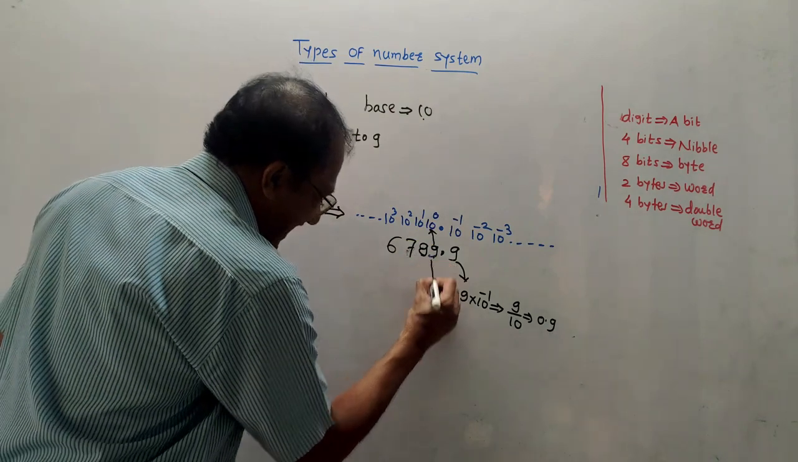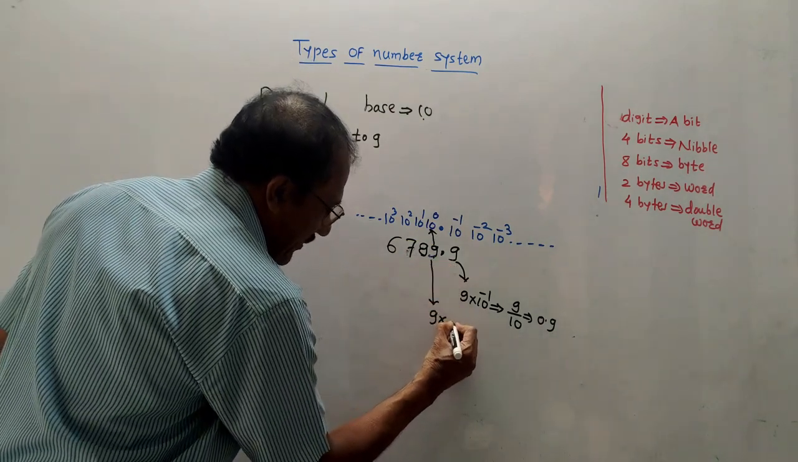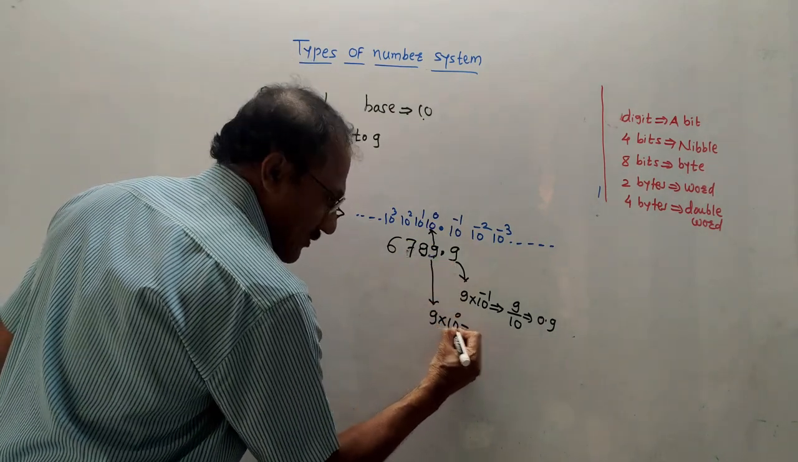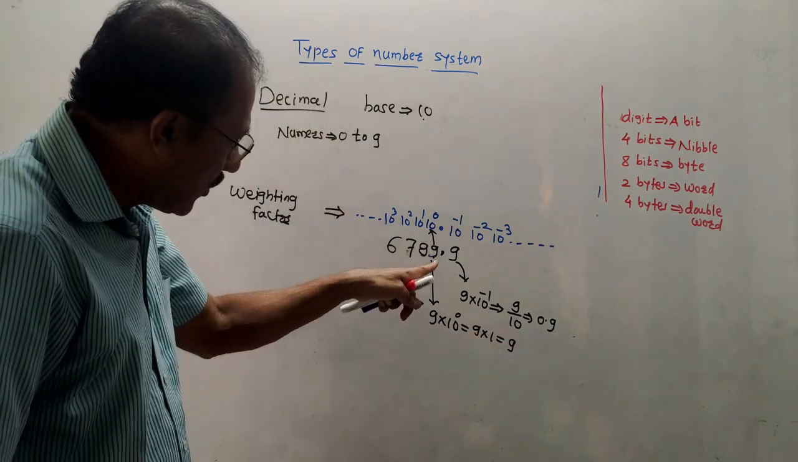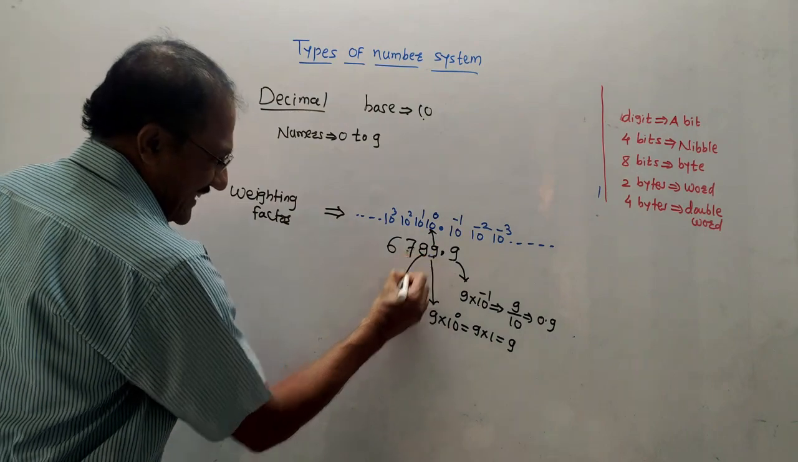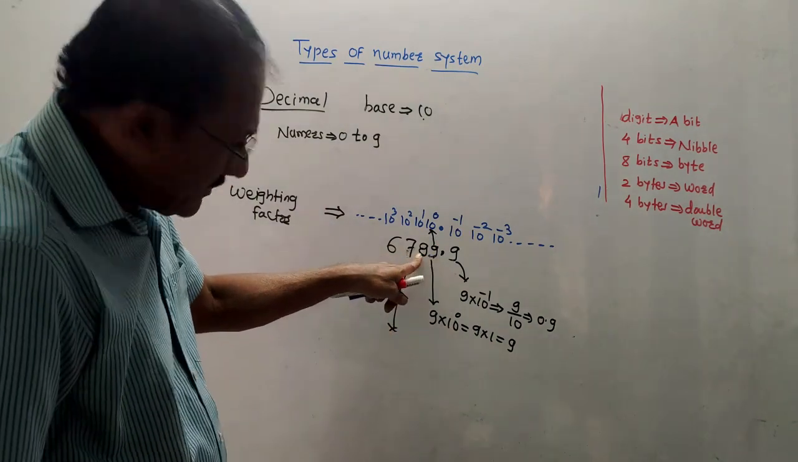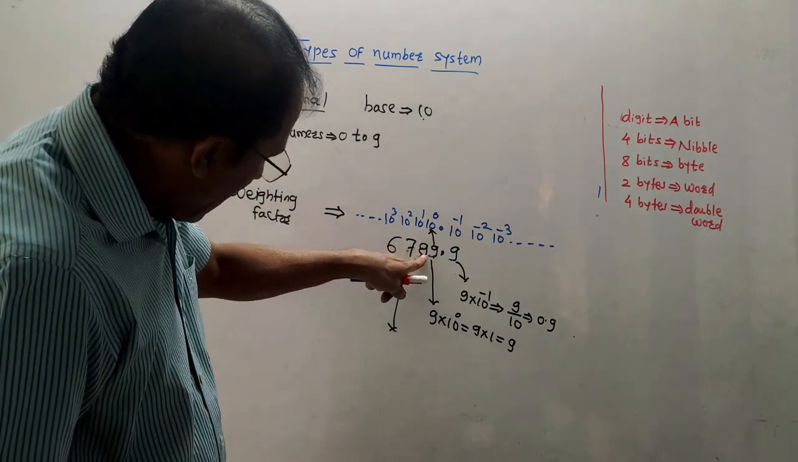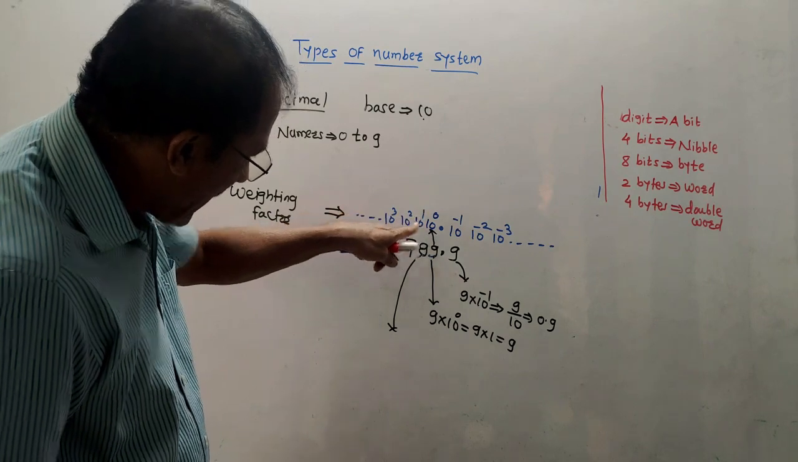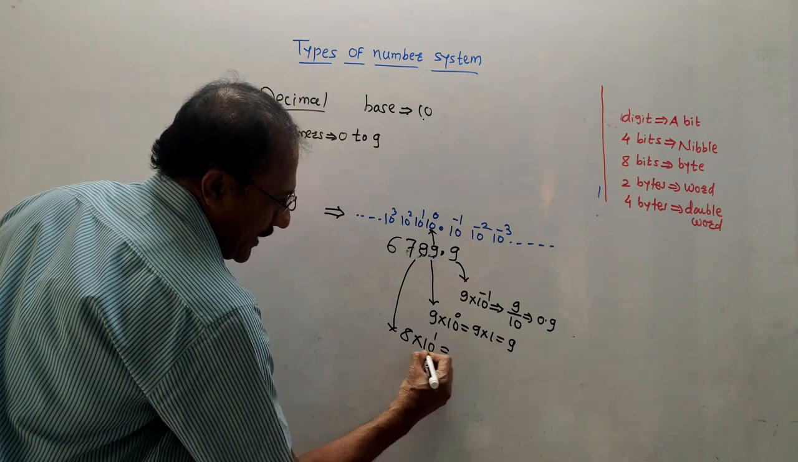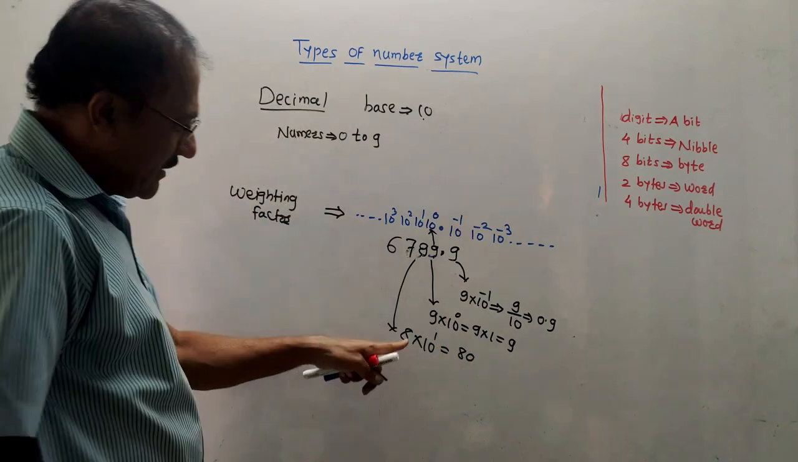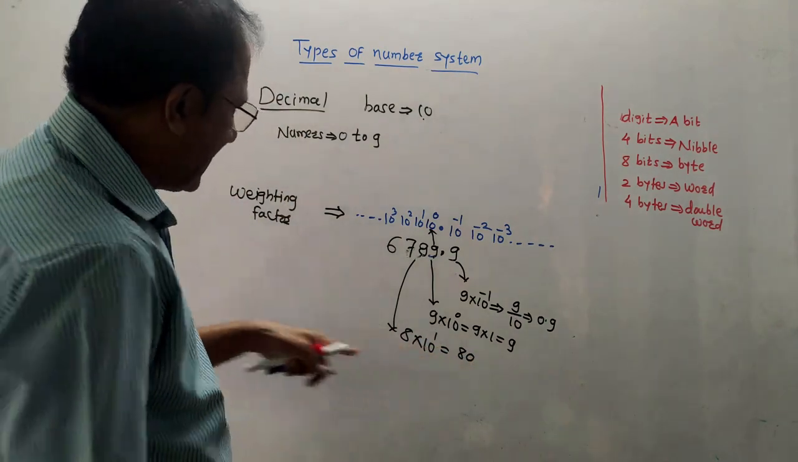So that means this 9 is getting multiplied with 10 raised to 0, that is 1. So it becomes 9 into 1, that is equal to 9. So the value of this is 9. Similarly, this 8, look at this number system. Above this 8, I have written 10 raised to 1. So this 8 will get multiplied with 10 raised to 1. So it becomes 80. 8 into 10 raised to 1, that is 80.